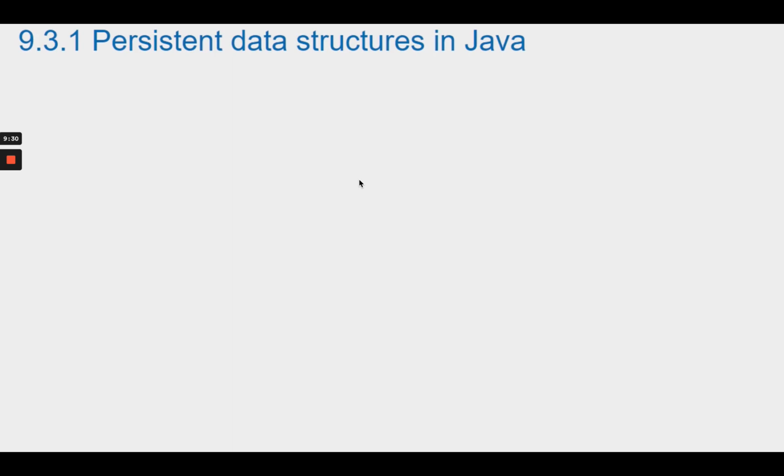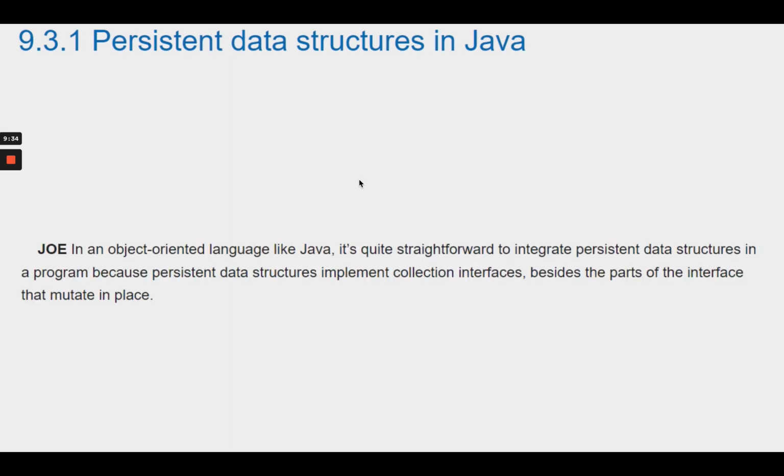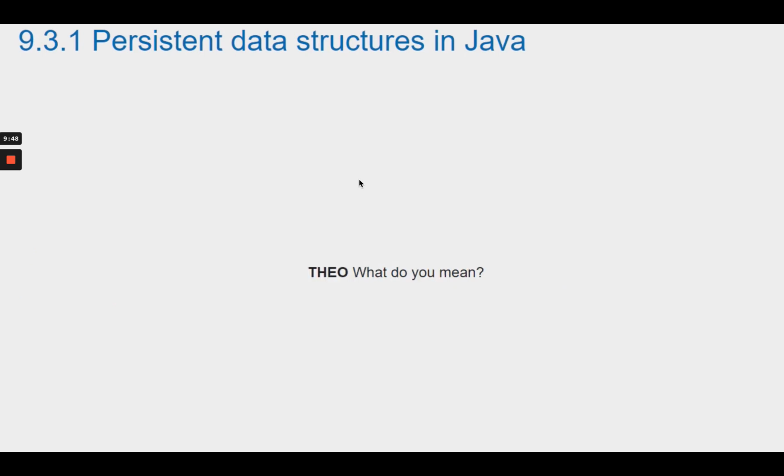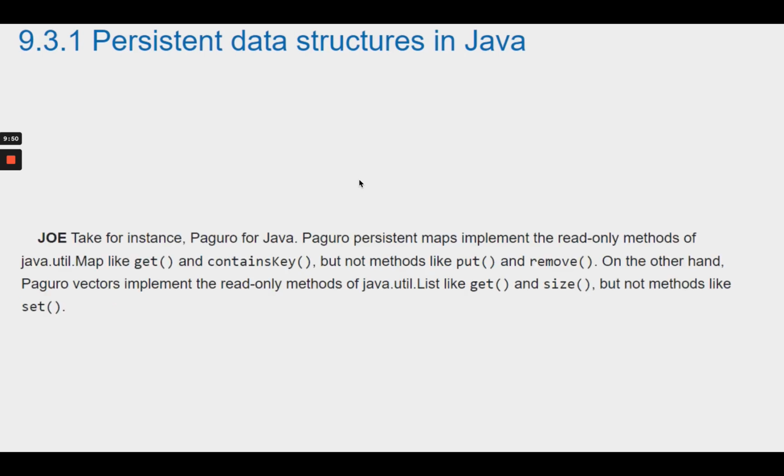Section 9.3.1. Persistent Data Structures in Java. Joe: In an object-oriented language like Java, it's quite straightforward to integrate persistent data structures in a program because persistent data structures implement collection interfaces, besides the parts of the interface that mutate in place. Theo: What do you mean?